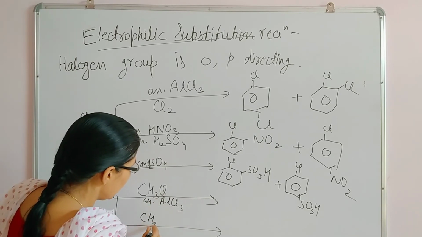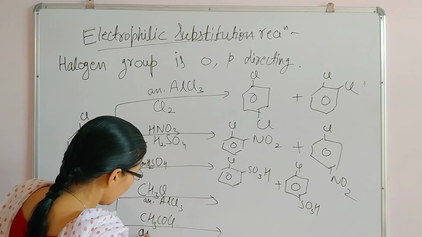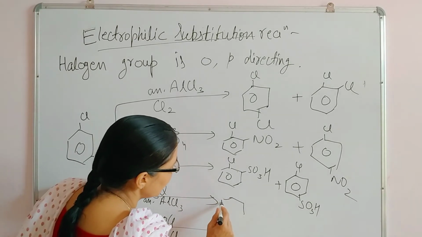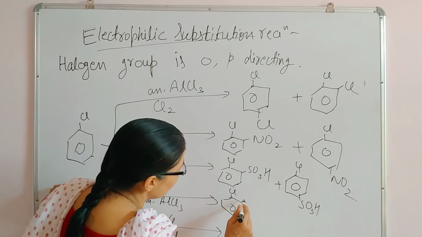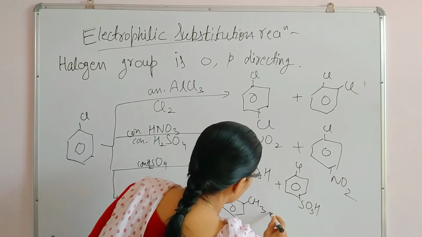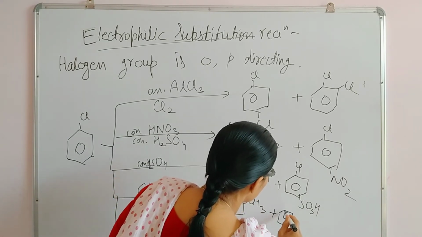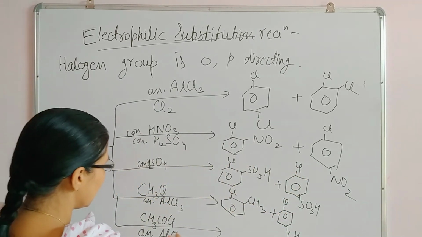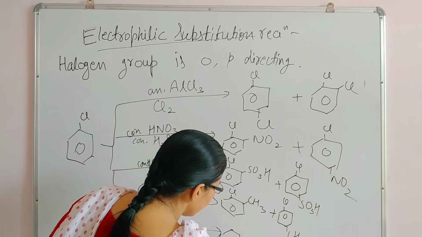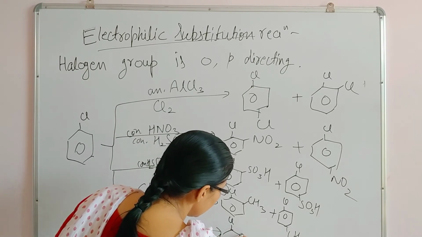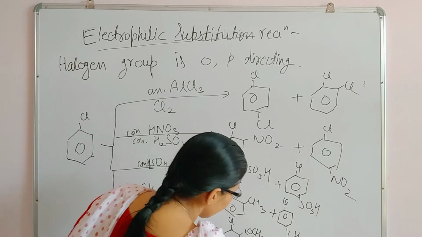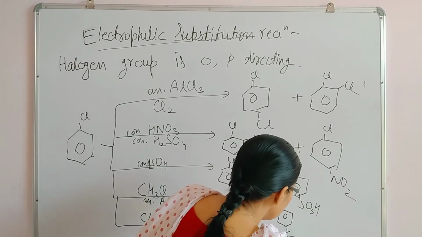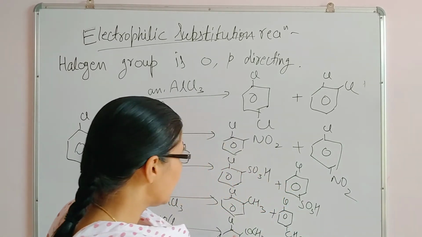Here CH3COCl and anhydrous AlCl3. In the first reaction, you will get chlorotoluene, orthochlorotoluene plus para-chlorotoluene. In the last reaction, you will get Cl group as it is, here COCH3. The compound is, what will be the name of compound? Orthochloro.